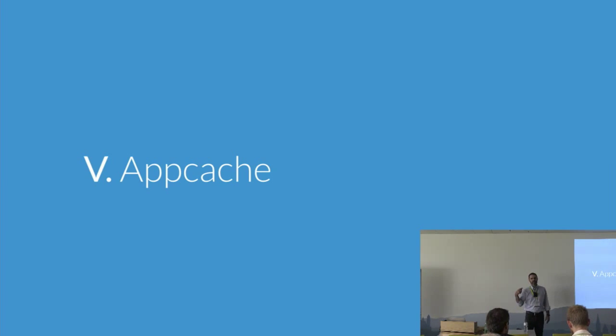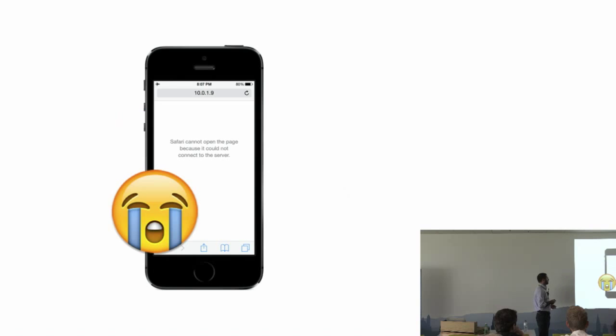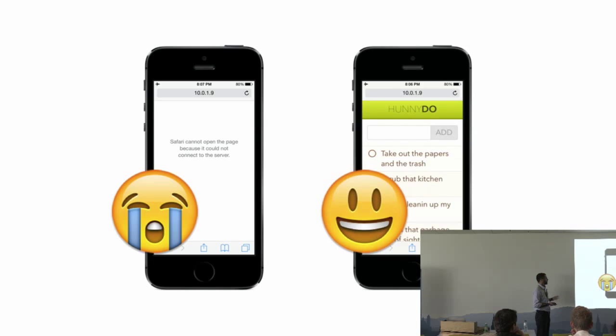Which brings us on to our last topic of the day. This would be App Cache. So what this is, it provides a way for you to list out resources that you want saved to a device for offline access. So that way, if you are on airplane mode, instead of getting a blank page saying Safari can't open the page, you can continue to use it even if you're in airplane mode.